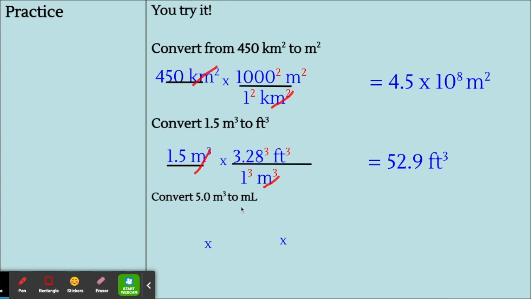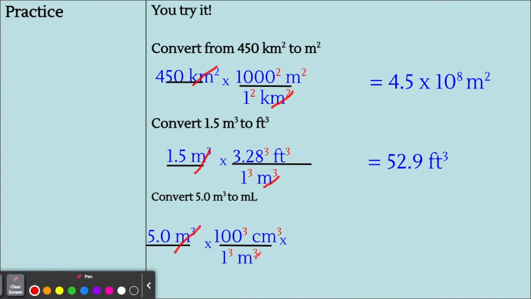Last one, convert 5.0 meters cubed to milliliters. Start with 5.0 meters cubed. Then I can go from meters cubed into centimeters cubed. I know that 1 meter is equivalent to 100 centimeters, but again, I'm talking about meters cubed, so I need to have 1 cubic meter is equivalent to 100 cubic centimeters. Now, meters cubed cancel out. I just have centimeters cubed.